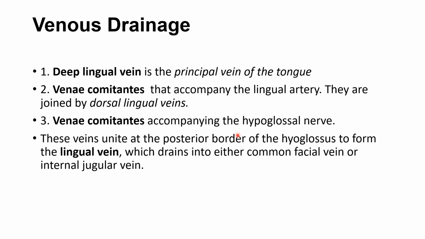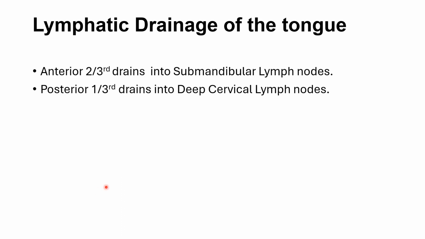And all these veins will drain into the internal jugular vein. So what is the lymphatic drainage? This is important. The anterior two-thirds, that is, in front of the sulcus terminalis, will get drained into the submandibular lymph nodes, and the posterior one-third, that is the oropharyngeal part of the tongue, will drain into the deep cervical lymph nodes.